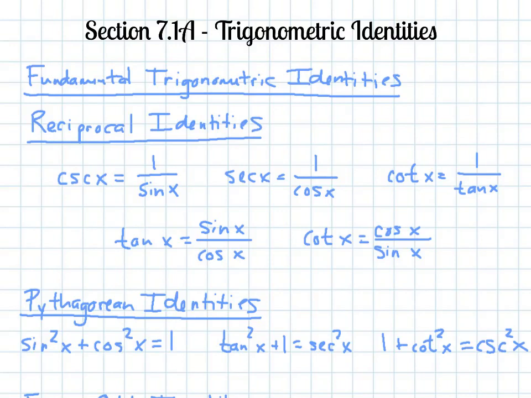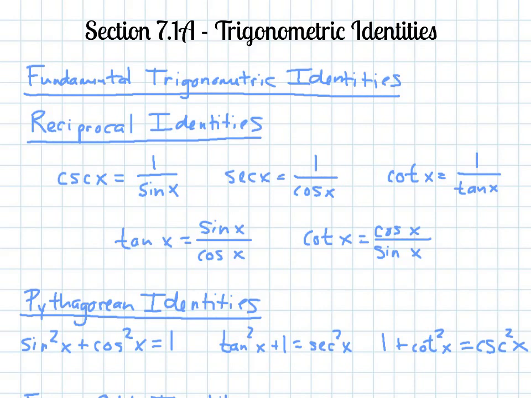Today's lesson, section 7.1a, we're talking about trigonometric identities. So before we begin proving identities or verifying that identities are correct, we need to have a list of identities to start using. These are just the fundamental trig identities that we'll start with, and we'll add on as we move through the chapter.